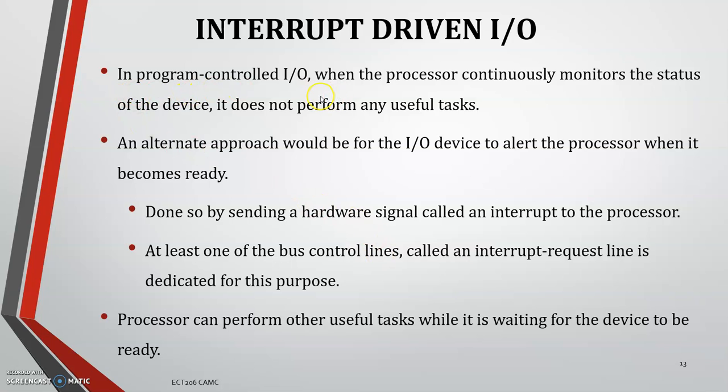In program-controlled input-output, when the processor continuously monitors the status of the device, it does not perform any useful task. An alternative approach would be for the I/O device to alert the processor when it becomes ready. This is done by sending a hardware signal called an interrupt to the processor. So at least one of the bus control lines, called an interrupt request line, is dedicated for this purpose. The processor can perform other useful tasks while it is waiting for the device to be ready.